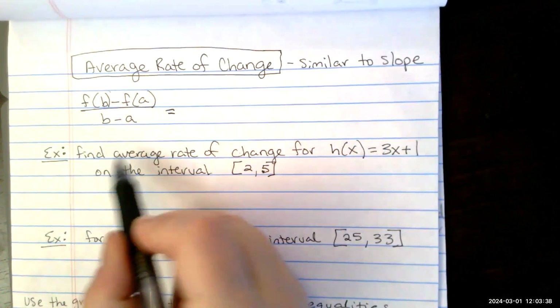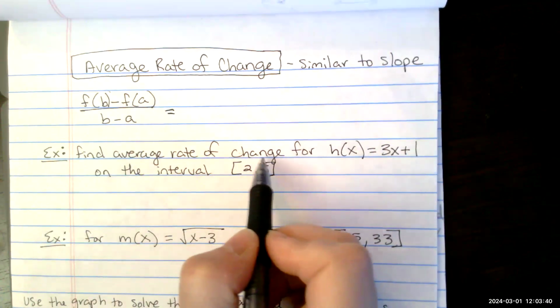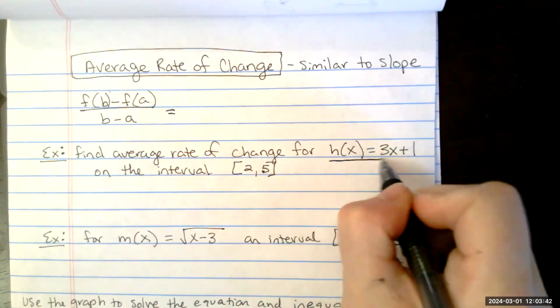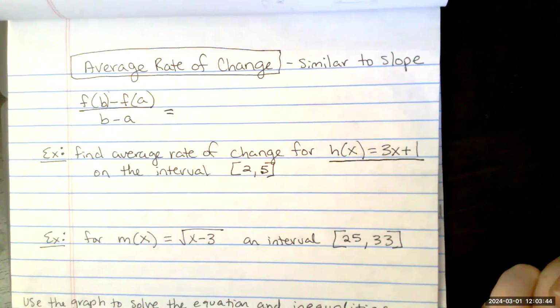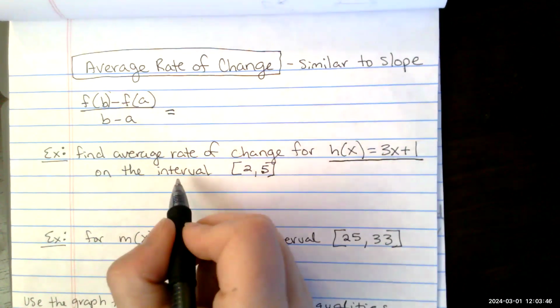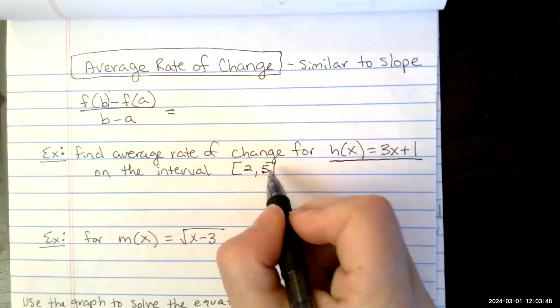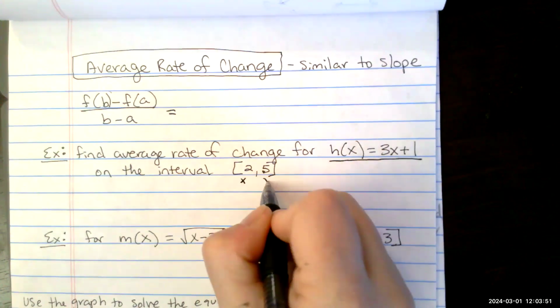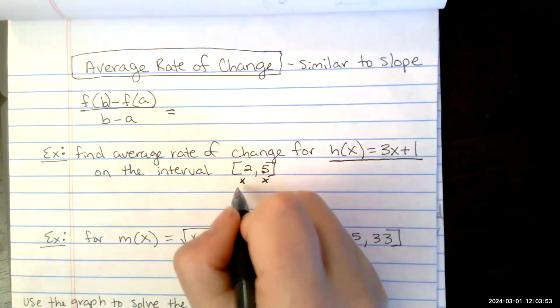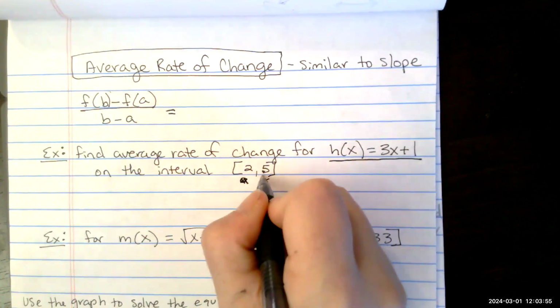So here's how a question would look. Find the average rate of change for h of x equals 3x plus 5. So that's my equation on the interval 2 to 5. So they're giving you two different x values there. So they just call them a and b.